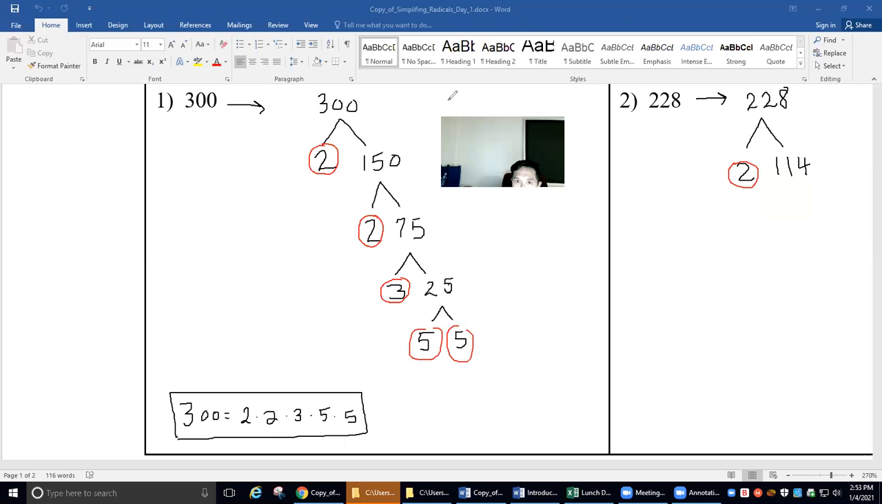Now we take the other number, 114. We're going to break it apart. Okay, someone wrote down 50. Okay, so Ethan wrote down 57. That's one number. Can someone tell me what's the other number that's multiplied to it to give me 114? All right, 2. Thank you, Ethan.